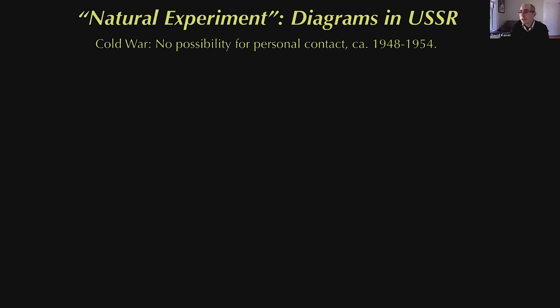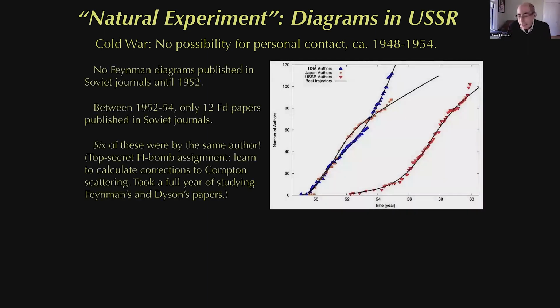There was no possibility for the kinds of personal contact that had been so important for spreading the diagrams in the United States and Britain. And maybe therefore it helps us make sense of the fact that no diagrams were published in any of the Soviet physics journals for several years. There was a few months' delay in Japan, which makes sense, and we saw what changed to overcome that. It was actually multiple years in the case of the Soviet Union.